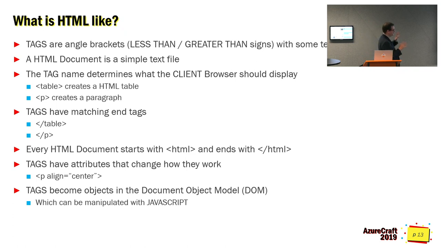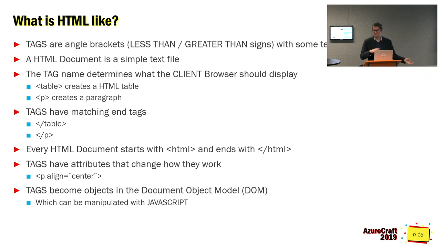The tag name inside those brackets determines what the client browser should do. Should it show a table? Should it show a paragraph? Should it show a list? Should it show a hyperlink? These are just the names of those tags. You type them in, it creates the objects in the browser, and then you start implementing it over the top. It starts with an opening tag and it ends with a closing tag. They always have matching tags.